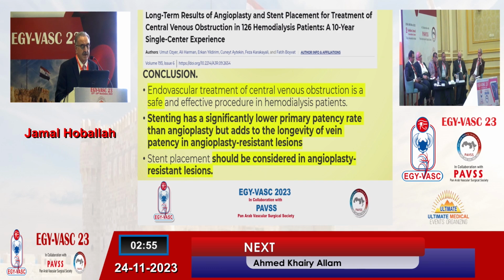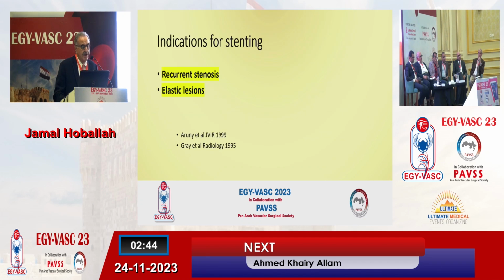Nevertheless, that gives us the conclusion that stenting can have a lower primary patency rate and should be considered in angioplasty-resistant lesions. So the typical indications for stenting will be non-responding lesions, recurrent stenosis, and elastic lesions.